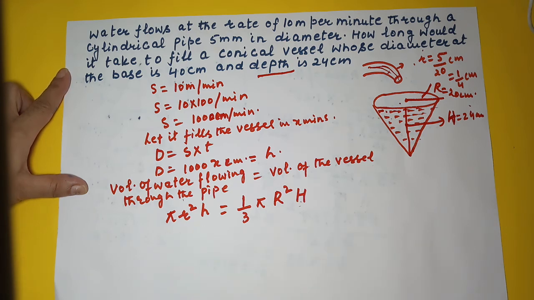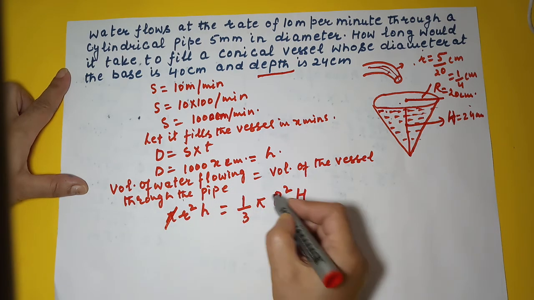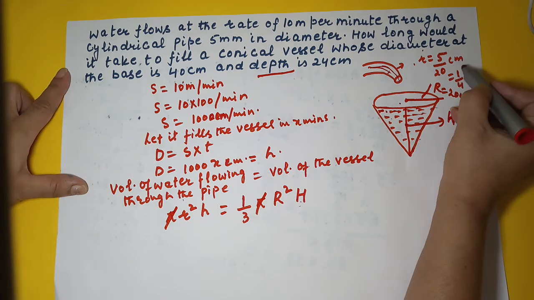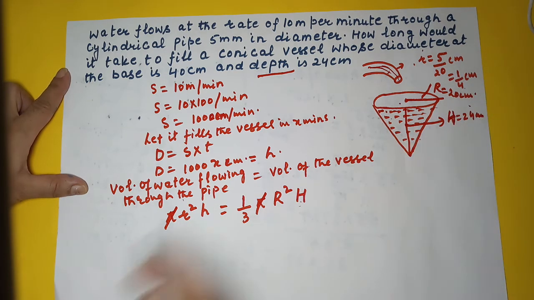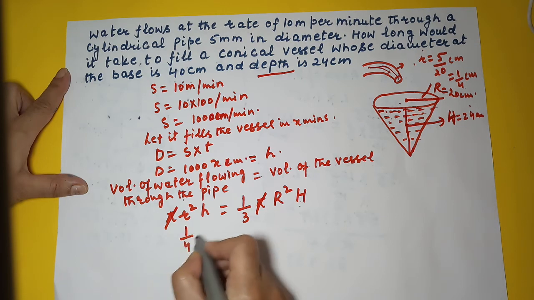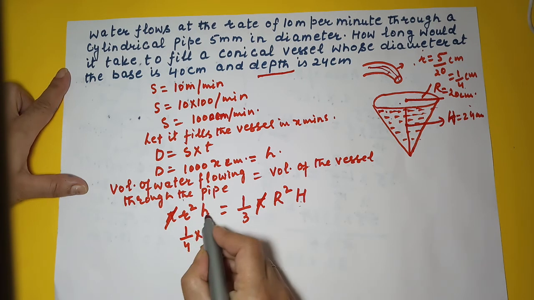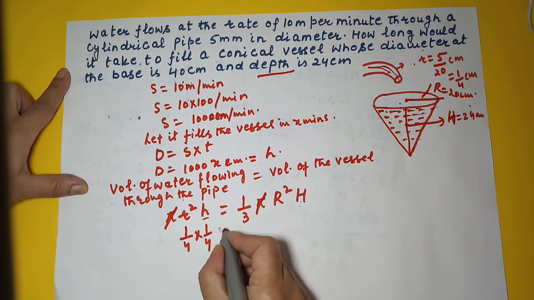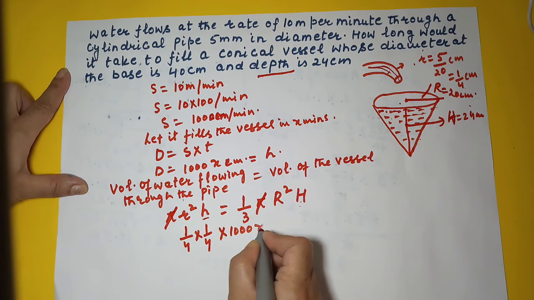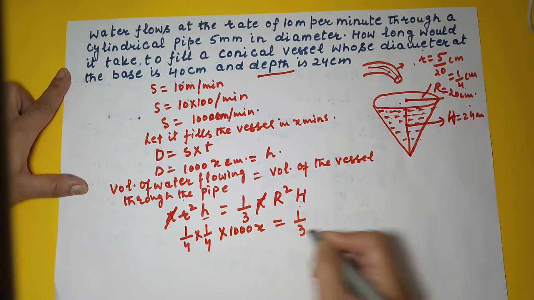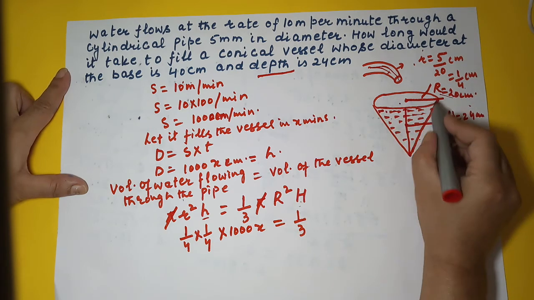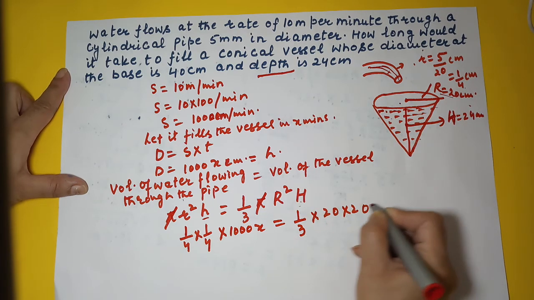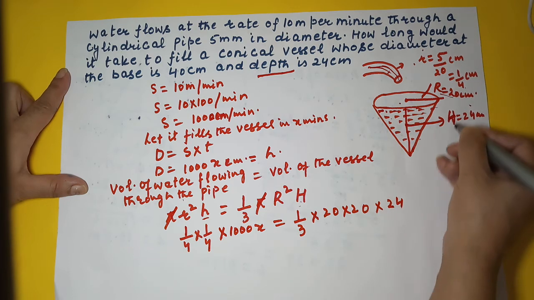Now we have the values, we will substitute. Now what is the first thing that will happen? Pi and pi will go. Now what is the radius of the pipe? We said radius of the pipe is 1 by 4 centimeters. So 1 by 4 into 1 by 4. And height we said is the distance traveled by water through the pipe, which is 1000 into x, is equal to 1 by 3. What is the radius of the base of the conical vessel? 20 into 20, and the height is 24, right?